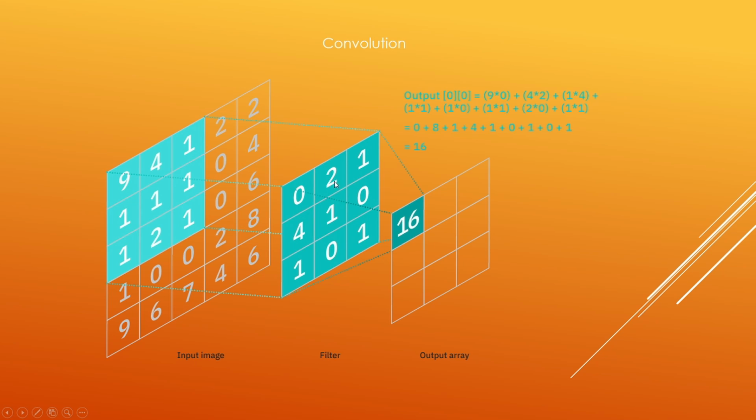So this is the filter of a convolutional neural network, and this is the input image. What this filter does is move across the receptive field of the input image. If it moves here, we calculate the dot product of the input image and our filter. So we say 9 times 0 plus 4 times 2 plus 1 times 1 plus 1 times 4 plus 1 times 1 plus 1 times 0 plus 1 times 1 plus 2 times 0 plus 1 times 1, and then we get 16. This is the dot product of the input image and the filter.